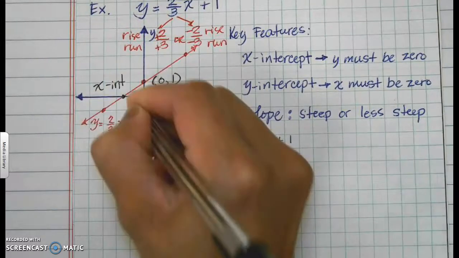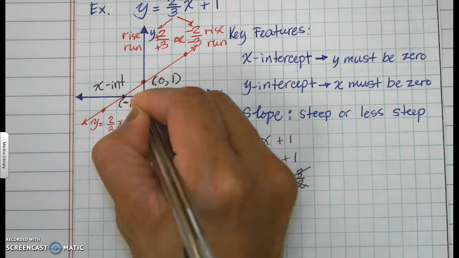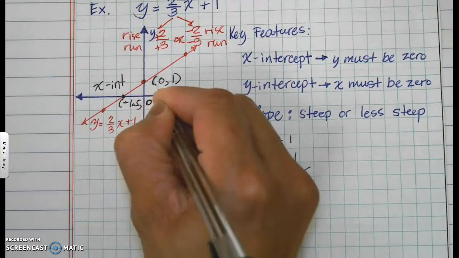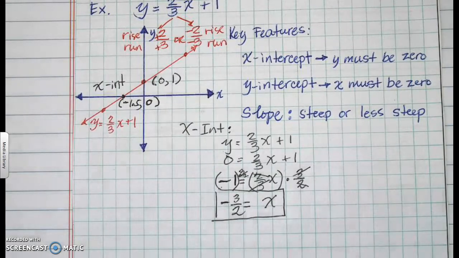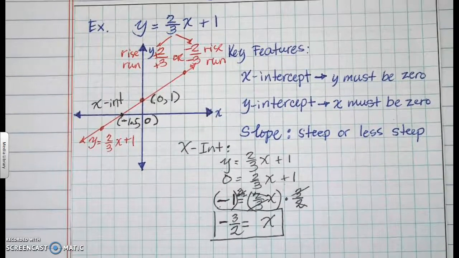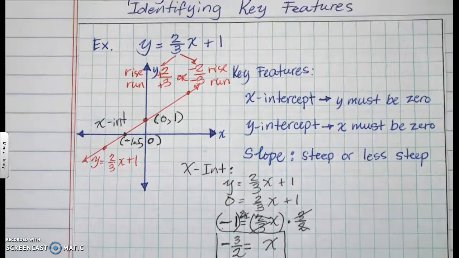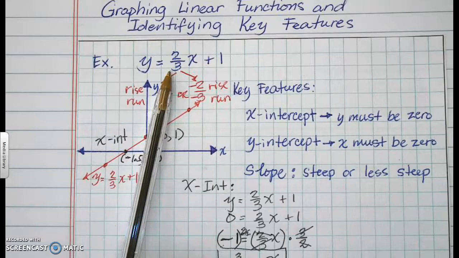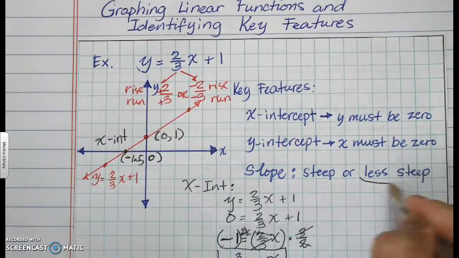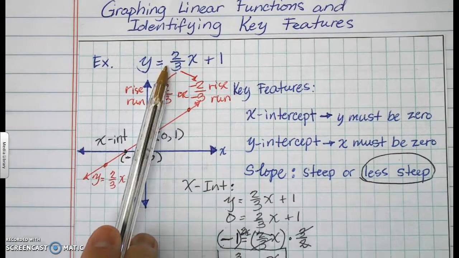And the labeling for that is going to be negative 1.5 comma 0. Again, to emphasize, on the x-intercept, the y value is 0. So, we are done with y-intercept and x-intercept, but we have not yet done whether the slope is steep or less steep. So, let's look at our slope. 2/3 is less than 1. So, it's less steep, and it's positive because it says positive.